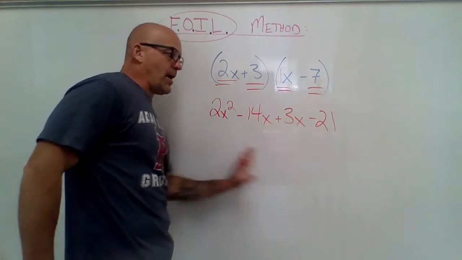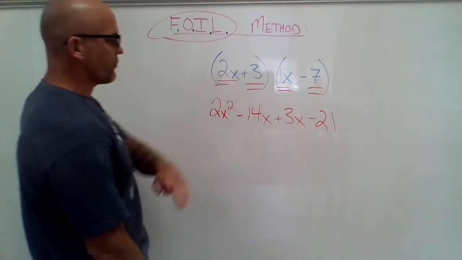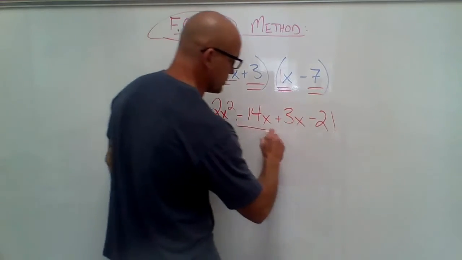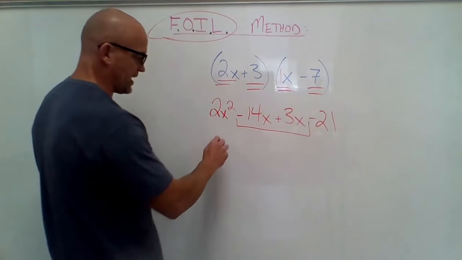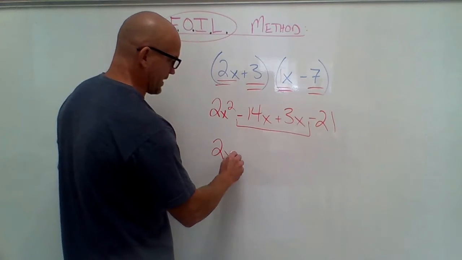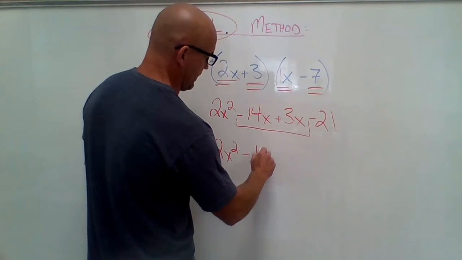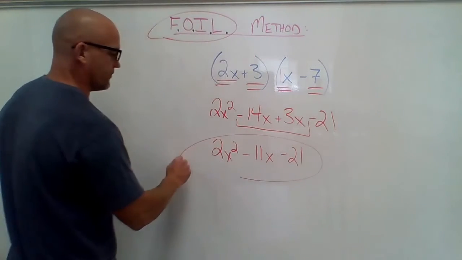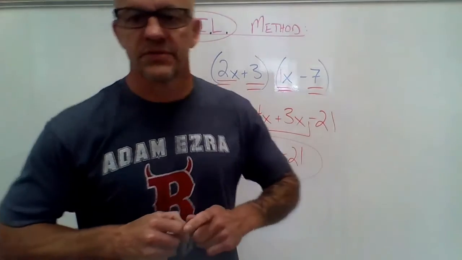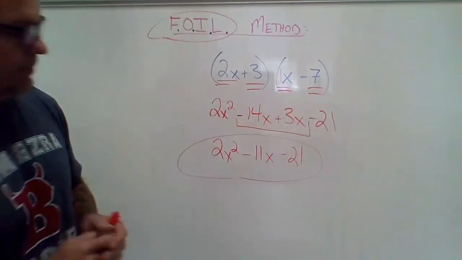That gives us our polynomial kind of in standard form, except those middle terms are like terms and should be combined for simplification's sake. This is 2x squared. Negative 14x plus 3x gives me negative 11x, and then minus 21. Now we are in standard form and reduced, simplified as much as possible.